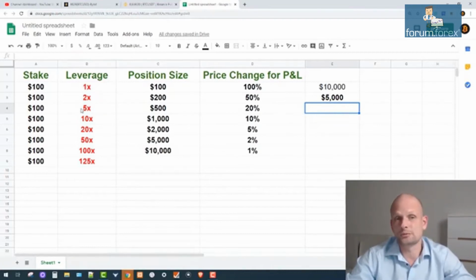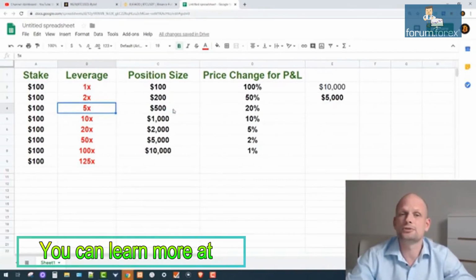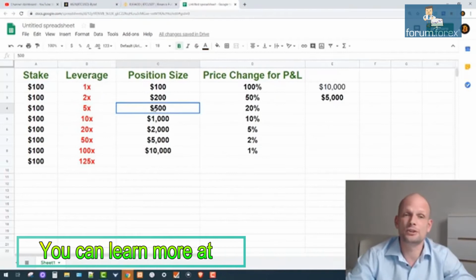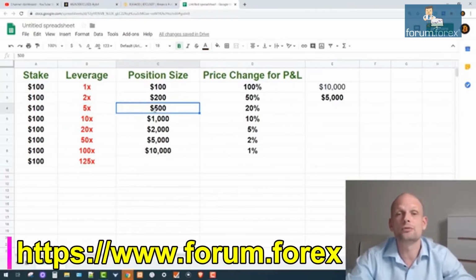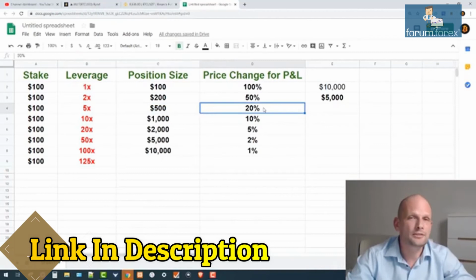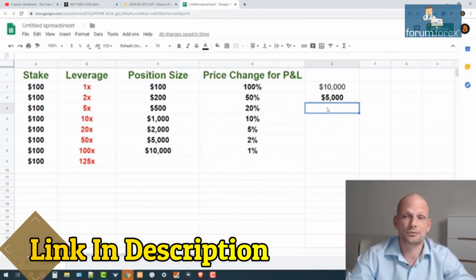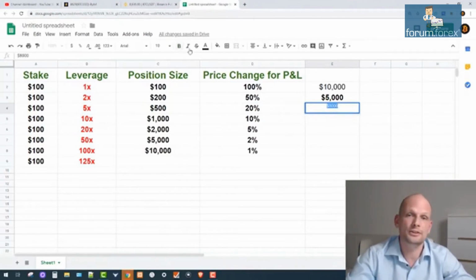If leverage would be 5x and you would be investing only $100, then position size would be 500, which means that the exchange would be borrowing you $400, and price would have to drop by only 20%. This means that price would have to drop from $10,000 to $8,000 for you to lose all your money.